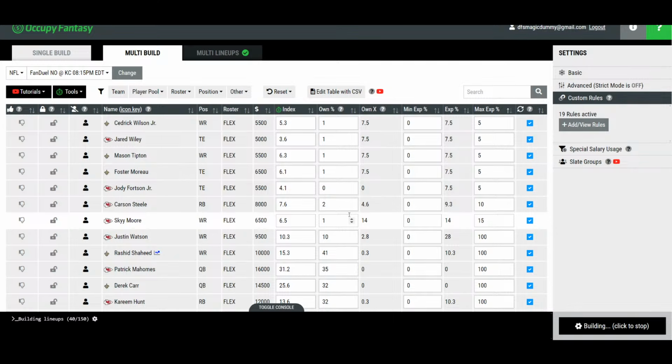Let's see if that gets us to 150, and hopefully it does. We might end up with like 60% Watson, but then we'll have some more decisions to make. Oh yeah, slowly. We got 113, 117. Oh yeah, we're getting there. Let's see how many it gives us. 120. We might get to 150.